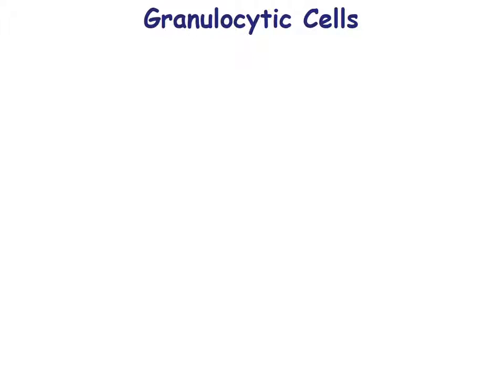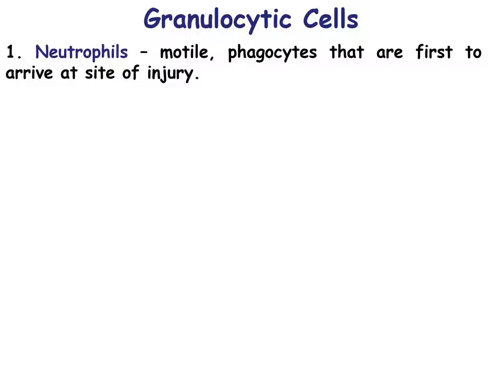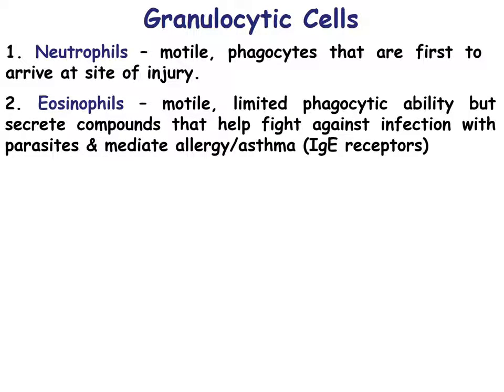Granulocytic cells are all part of the innate immune system, and we're just going to go over their functions briefly here. Neutrophils are phagocytic. They're the first to arrive at a site of injury where there might be microorganisms. Eosinophils are motile, but they have limited phagocytic ability. Basically, they're really important for secreting compounds that will help fight against infection with parasites. And they also have receptors for IgE, which means they can mediate or participate in allergy and asthma.